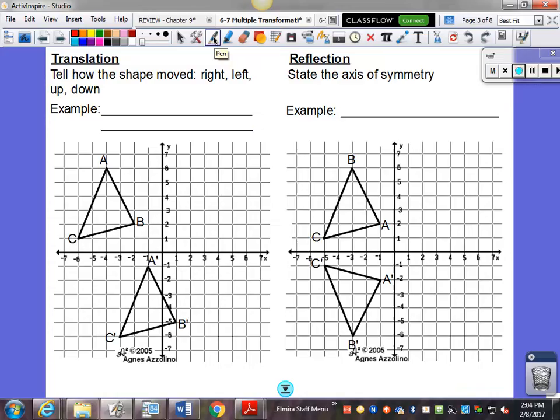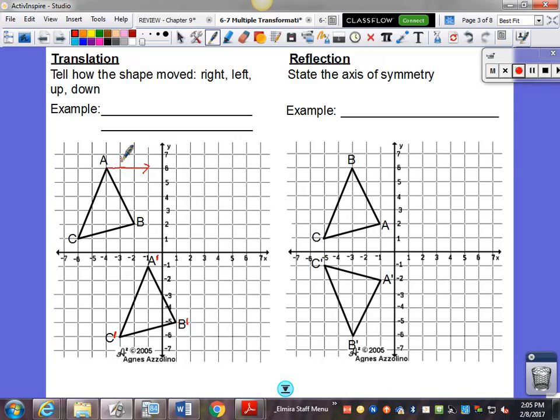All right, so this picture shows a translation. I've got this triangle. The top one is the original. How do I know that's the original? Because there are no prime marks next to any of the letters. Then I've got my image down here, and I know it's the image because it has those prime marks, and my triangle didn't flip over, it didn't turn, it didn't get any bigger, it just moved down. Now, we don't trace its path diagonally, we trace its path along the grid lines.